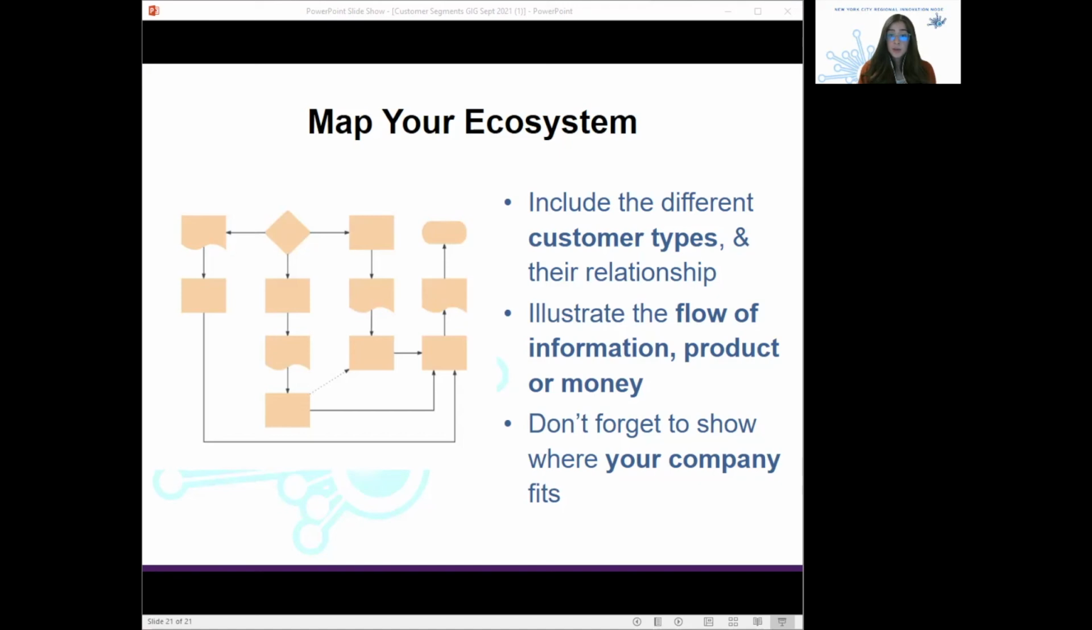Please bring your ecosystem maps to office hours and work on trying to talk to as many players in the ecosystem as possible. Good luck.